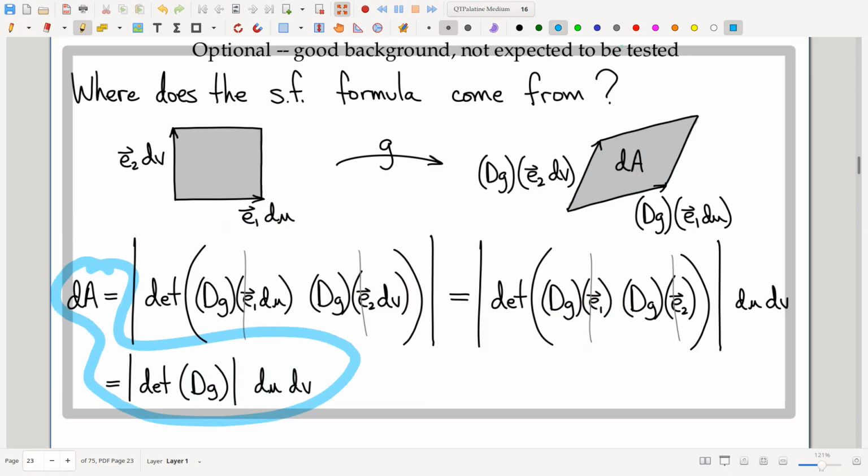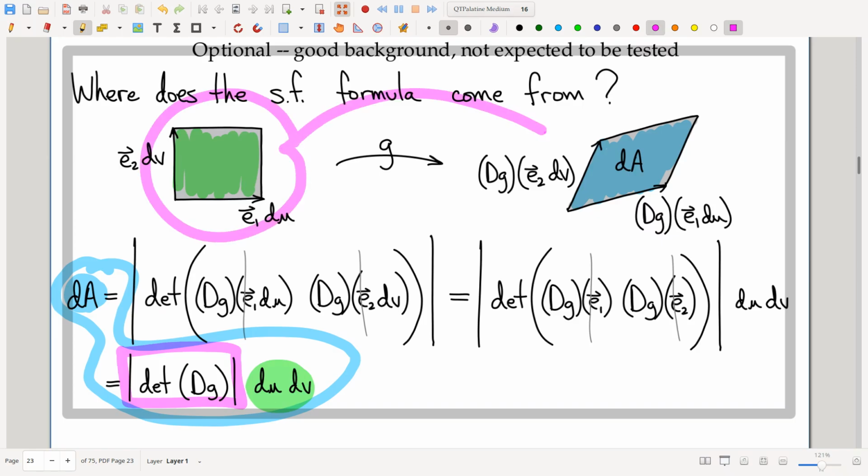And lo and behold, we have the output area, dA, written as something times the input area, du dv. And you can see how the linear algebra works out, what is left over, and therefore what this stretching factor is: the absolute value of the Jacobian determinant. So that's where that comes from.